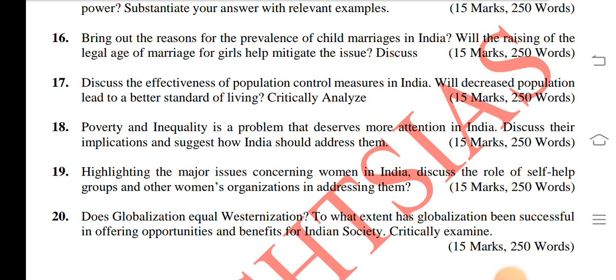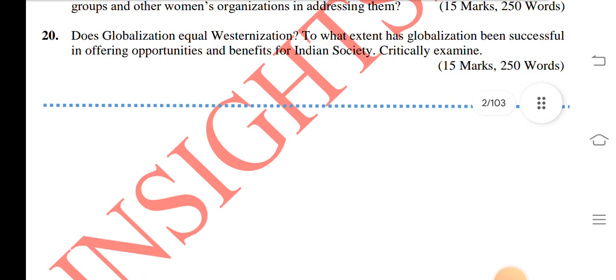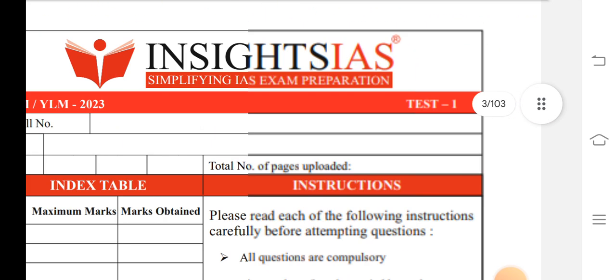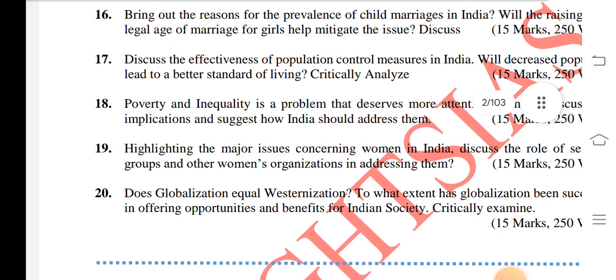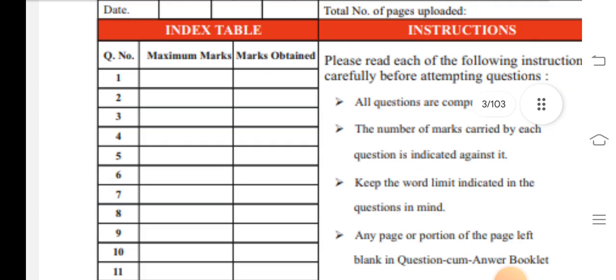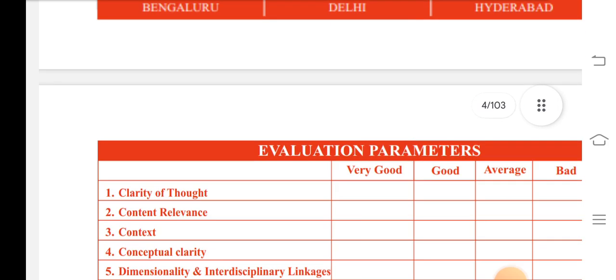Question number 16: Bring out the reasons for the prevalence of child marriages in India. Will raising the legal age of marriage for children help mitigate the issue? Discuss. Question number 17: Discuss the effectiveness of population control measures in India. Will a decreased population lead to a better standard of living? Critically analyse. Question number 18: Poverty and inequality are problems that deserve more attention in India. Discuss their implementation and suggest how India should address them.